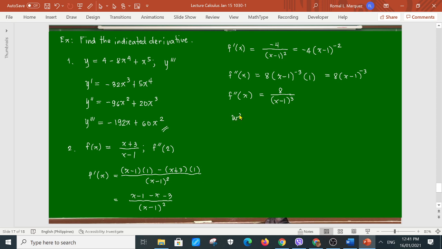So, when x is 2, what is the value of the second derivative? f double prime of 2. We substitute: 8 over 2 minus 1 raised to 3. So it's still 8. So that's the value of the second derivative. Okay, guys?